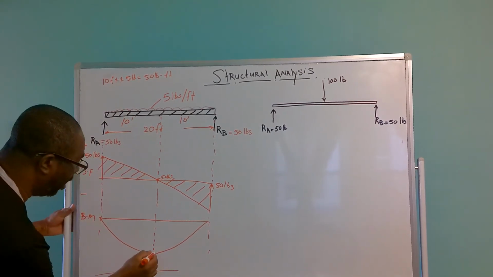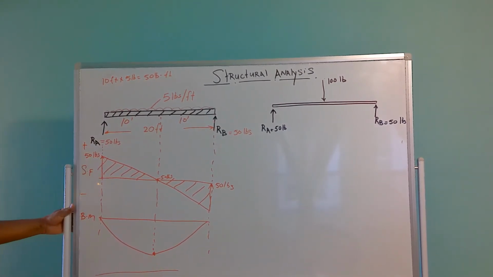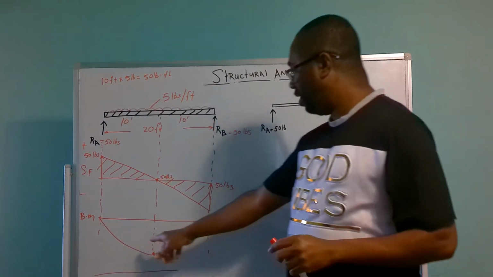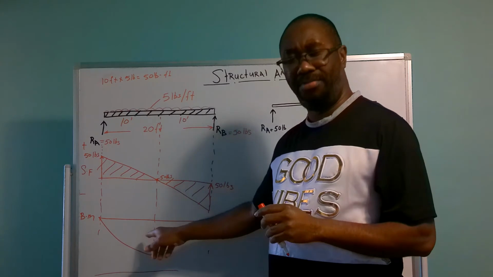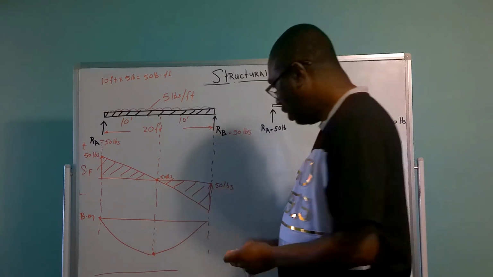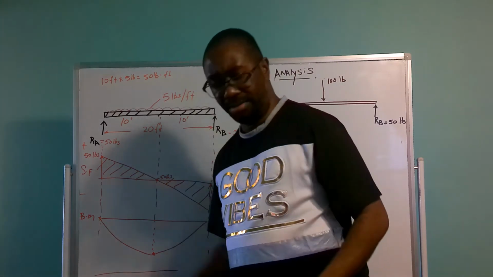And the maximum bending moment is going to be here. Now you might be wondering why your bending moments diagram looks something like this. And again, let me give you a demonstration.